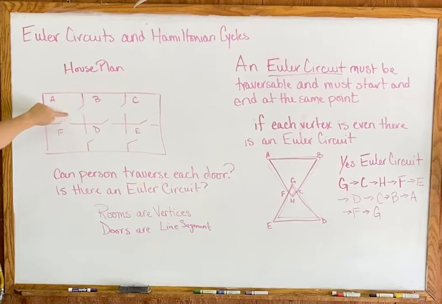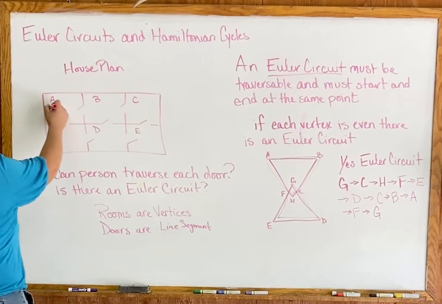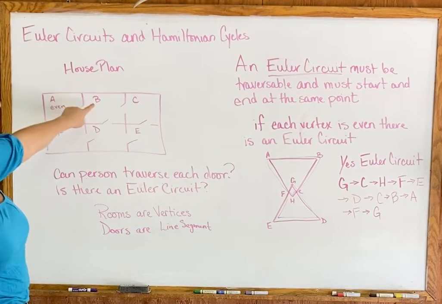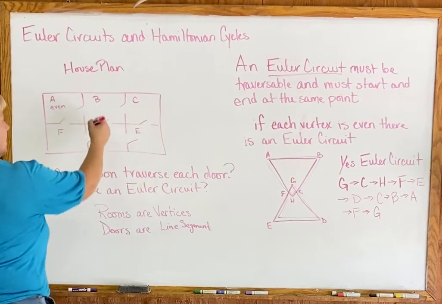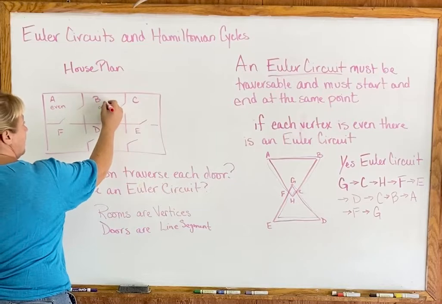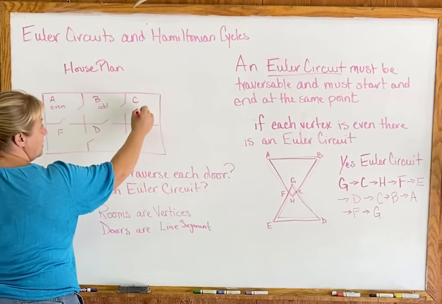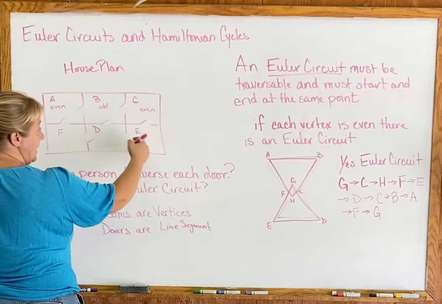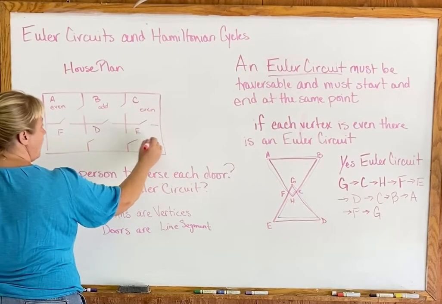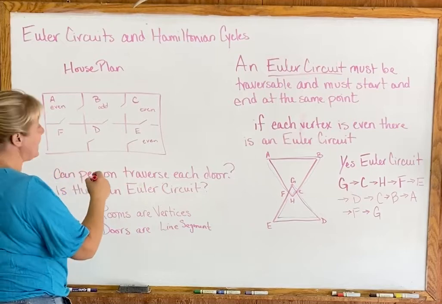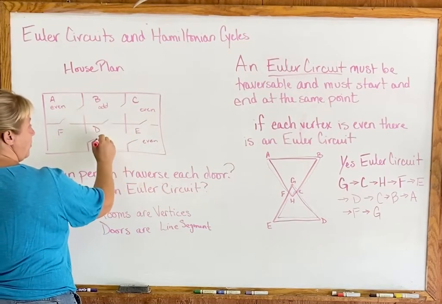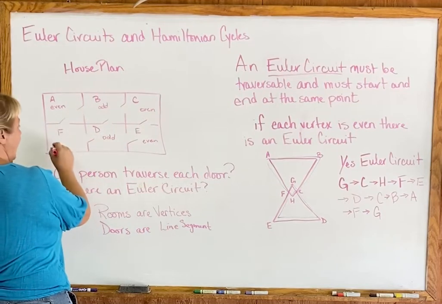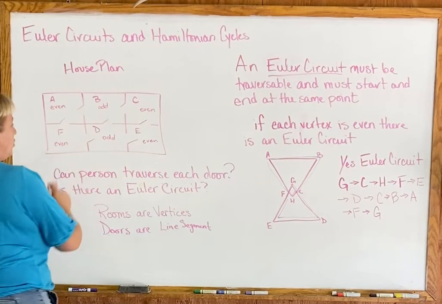So room A has how many doors? It's got 2, so this would be an even room. But what about room B? Room B has 3 doors, so it's going to be odd. Room C is even. Room E has 2 doors, it's even. Room D has 3, so it's odd. And finally, room F has 2, so it's even.